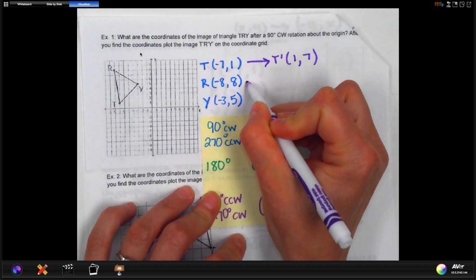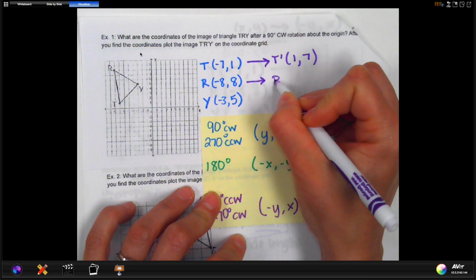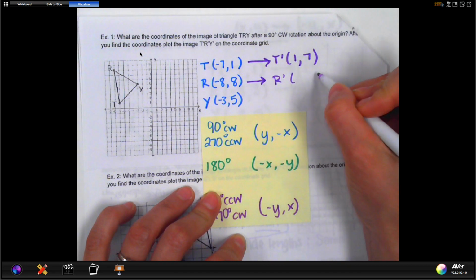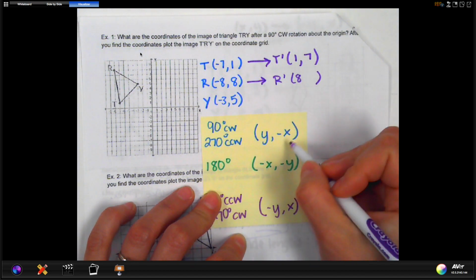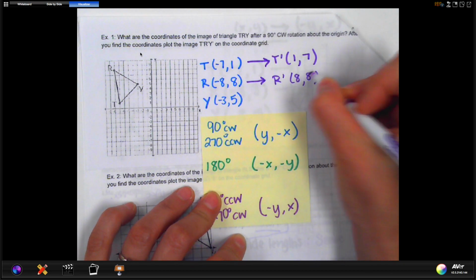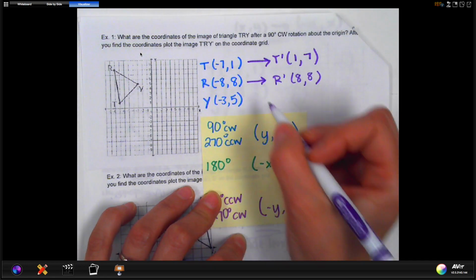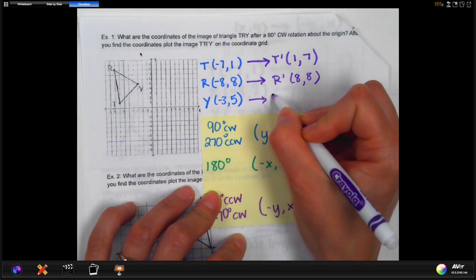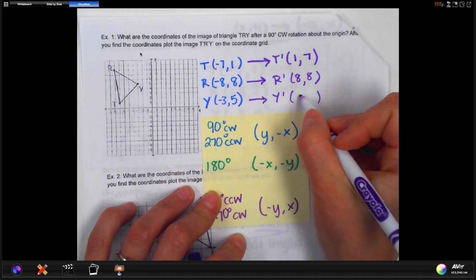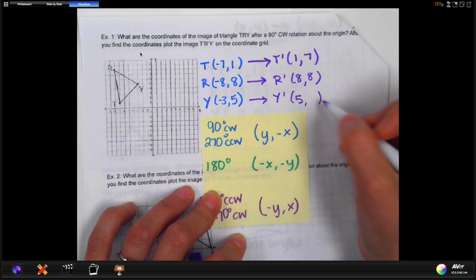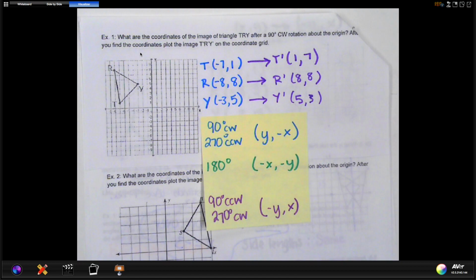Let's go with R. R prime is going to switch this around, so positive 8 comes first, and now our X value will be opposite, so that will also be positive 8. Finally, our Y prime, again, we're going to switch it around, so 5 comes first, and then our 3 will become positive 3.